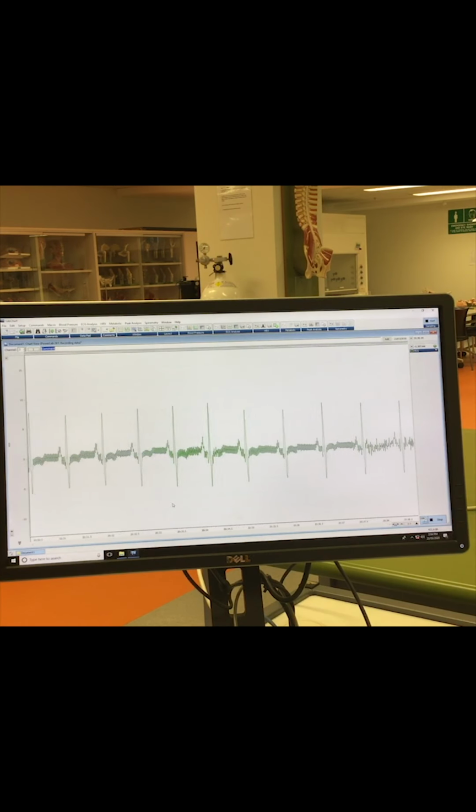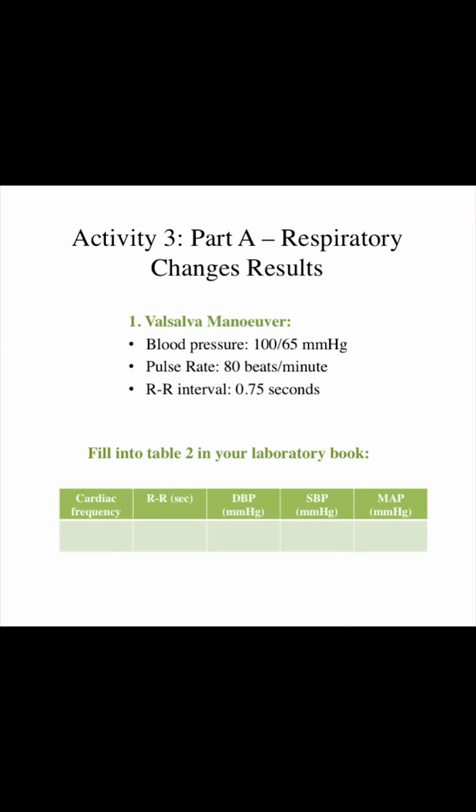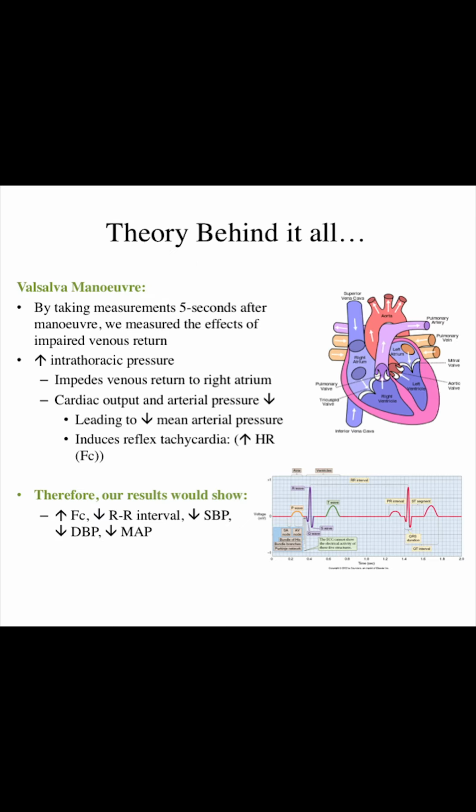On the ECG trace, you would expect to see an increase in cardiac frequency and a decrease in the R to R interval. Furthermore, the participant's results show a decrease in systolic and diastolic blood pressure and a reflex tachycardia response as a result of the impeded venous return. As a compensation mechanism for a decrease in blood pressure, the heart responds by an acute elevation in cardiac frequency in attempts to reach homeostasis.